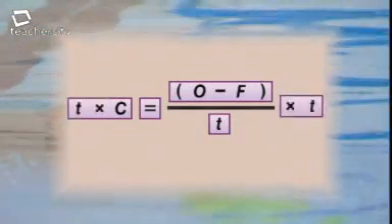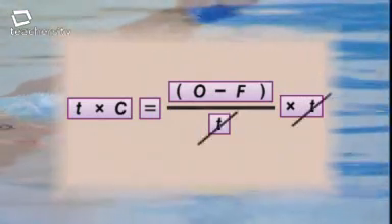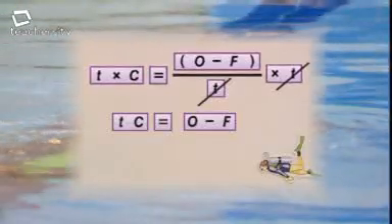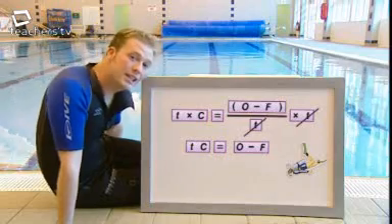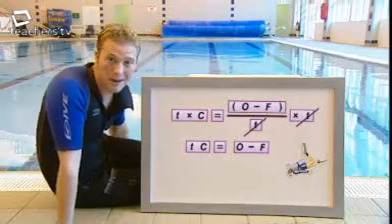The inverse of dividing by T is multiplying by T. Now remember to do the same to both sides. The T's on the right hand side cancel, so the brackets disappear. And with formulae, you don't need a multiplication sign. So you're left with T multiplied by C equals O minus F.